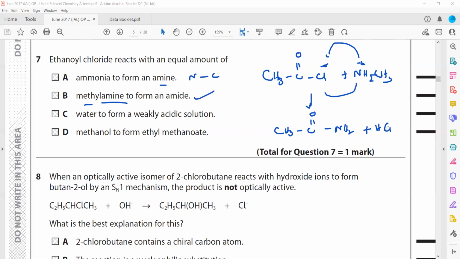So it will form an amide. Reacting with water to form a weak acidic solution, that is wrong. It forms a strong acidic solution because HCl is produced. So this statement is also wrong. B is the right answer. This is wrong because it produces an amide. This is wrong because it produces hydrochloric acid, and it reacts with methanol to form ethyl methanoate. Actually, it will be methyl ethanoate, not ethyl methanoate. So the name is written incorrectly.